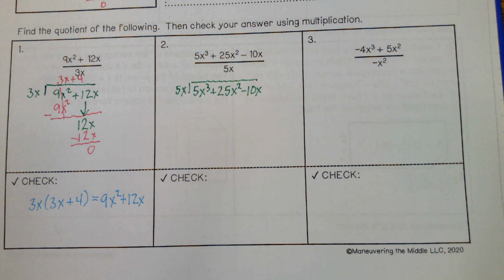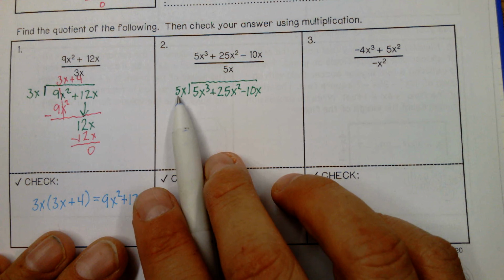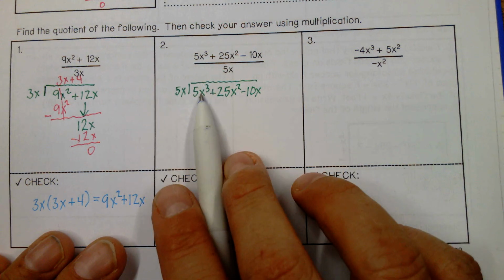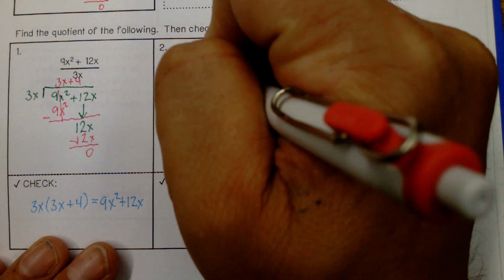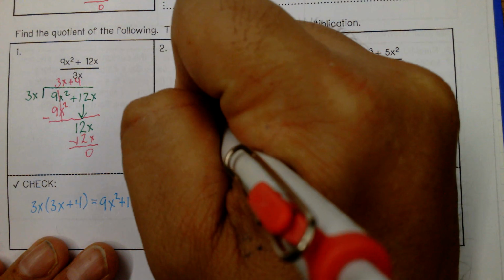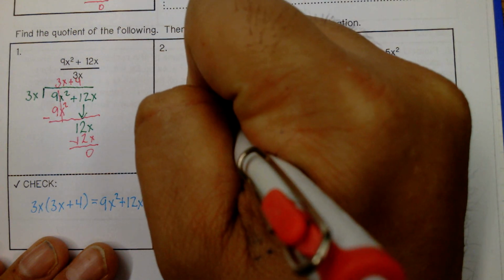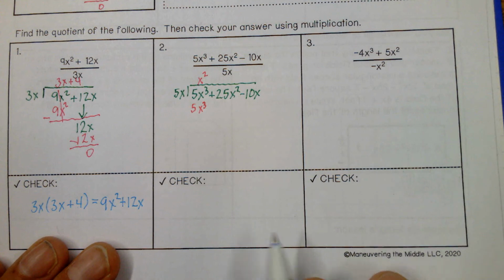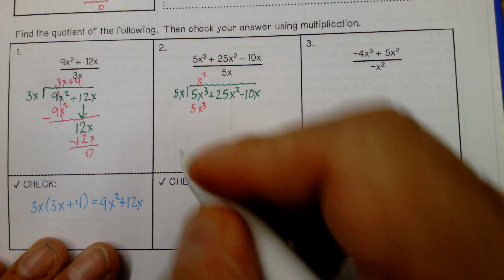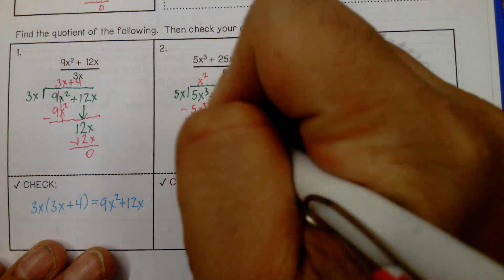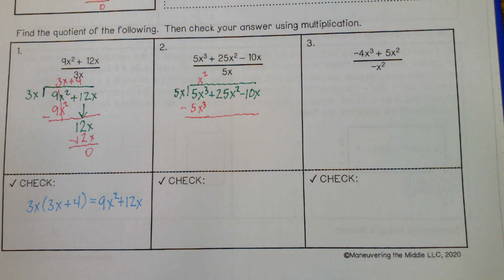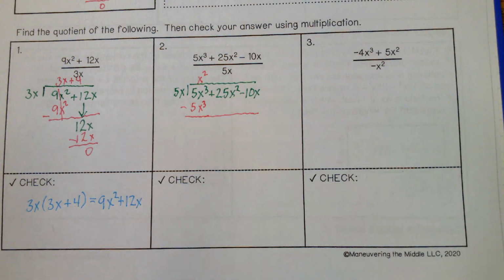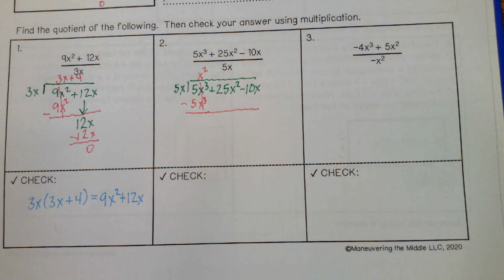Okay. All right. So let's start with 5x times something gives me 5x cubed. X squared. This times this would be 5x cubed, exactly. X squared times x is x cubed. So let's subtract. And yeah, that cancels. I guess I should put down that it cancels.